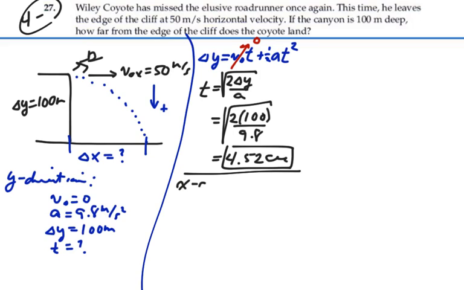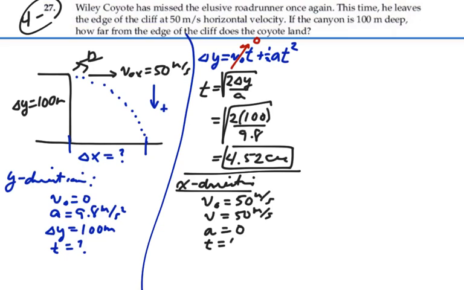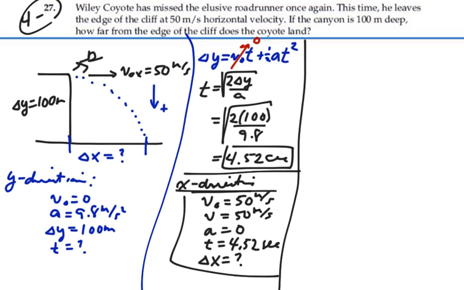As we look in the x direction, what do we know? We know our initial velocity is 50. We know our final velocity will be 50 because we aren't going to change speed. In fact, our acceleration will be 0 as we don't change velocity. We just found our time to be 4.52 seconds. That's how long we're going to be in the air. And we want to find our displacement. So we really have 4 kinematic variables. We have 4 different equations we could use to find our displacement delta x.